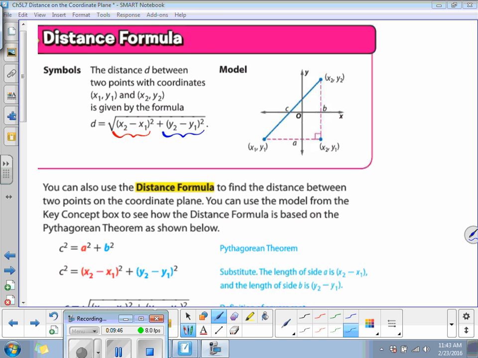All right, so you can also use the distance formula to find the distance between 2 points on the coordinate plane. You can use the model from the key concept up here. You can use this formula right here to see how the distance formula is based on the Pythagorean theorem. Okay?